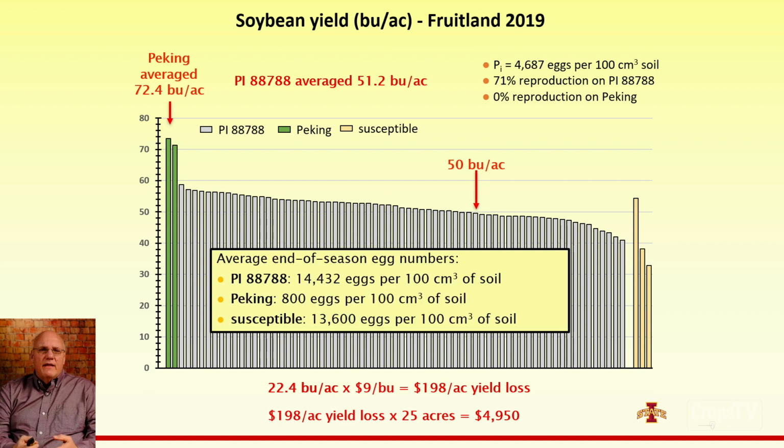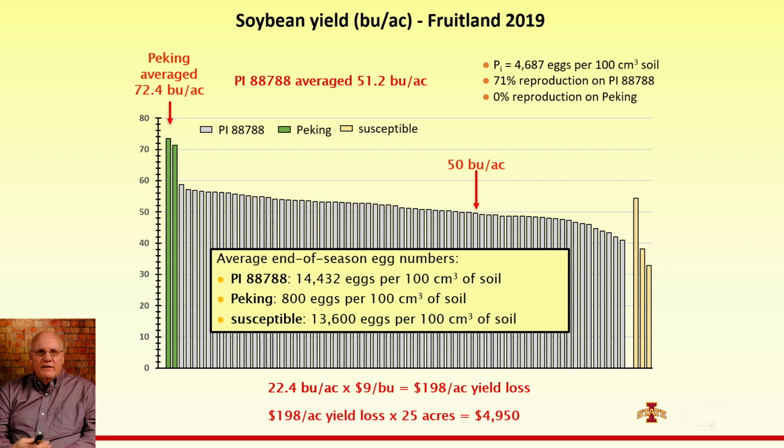Oh, and on top of that, you've heard me mention before, end-of-season egg counts will affect yields in future years when soybeans are grown again. We averaged the end-of-season egg counts for all these plots, and under PI 88788, all of those varieties, the average end-of-season egg count was over 14,000.